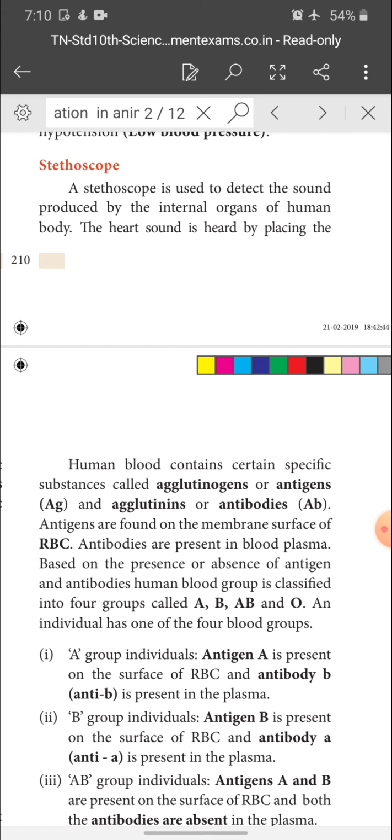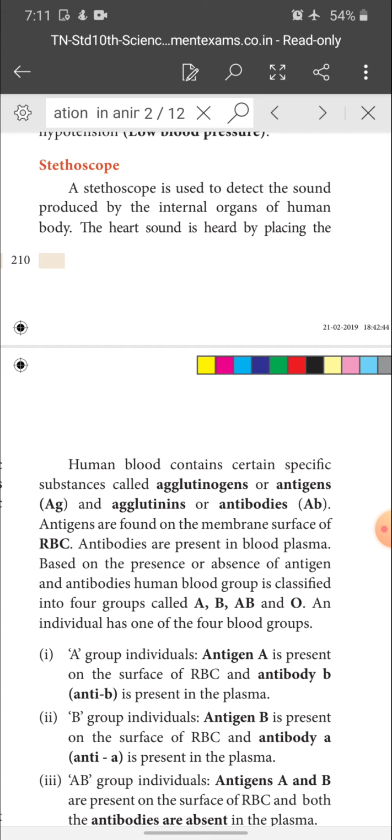Last session I completed up to blood pressure, and we discussed types of circulation, heartbeat, cardiac cycle, and blood pressure. Today I am going to cover a few other topics that are related to the circulatory system. What are they?